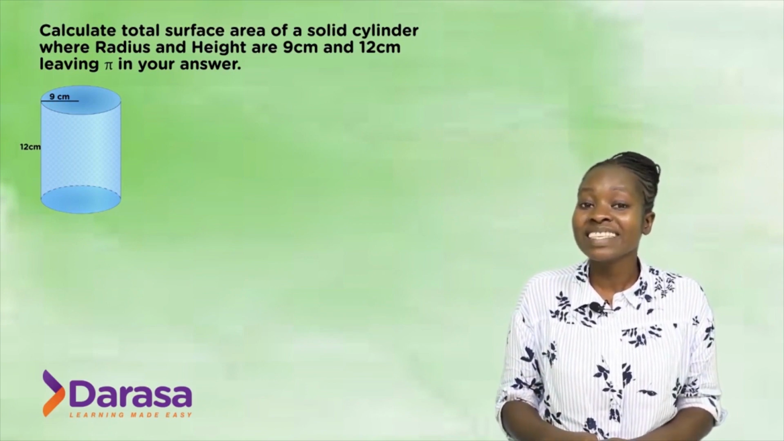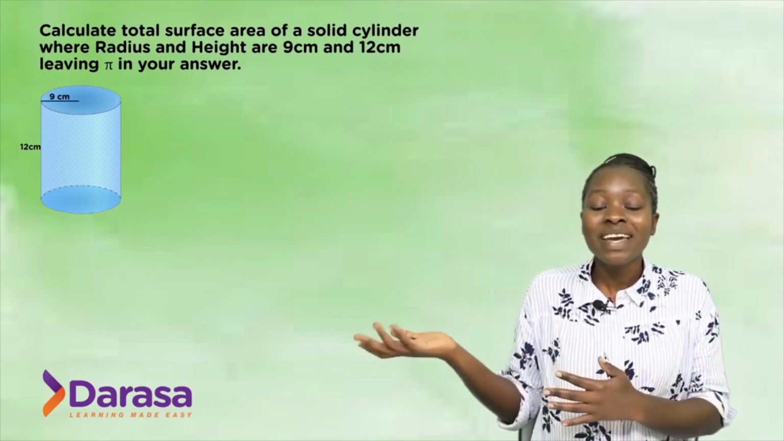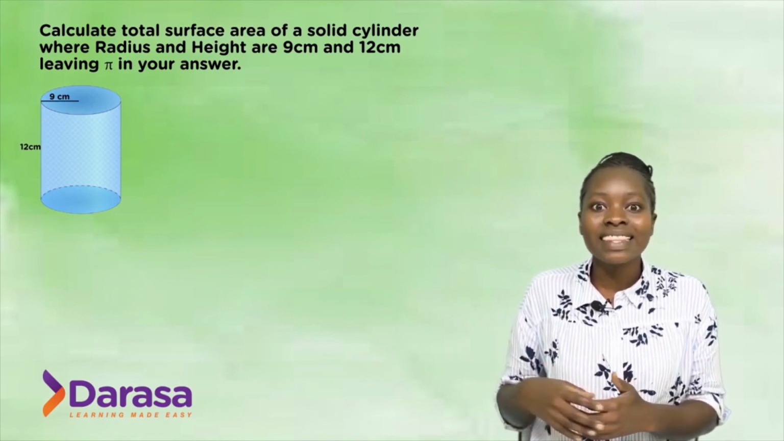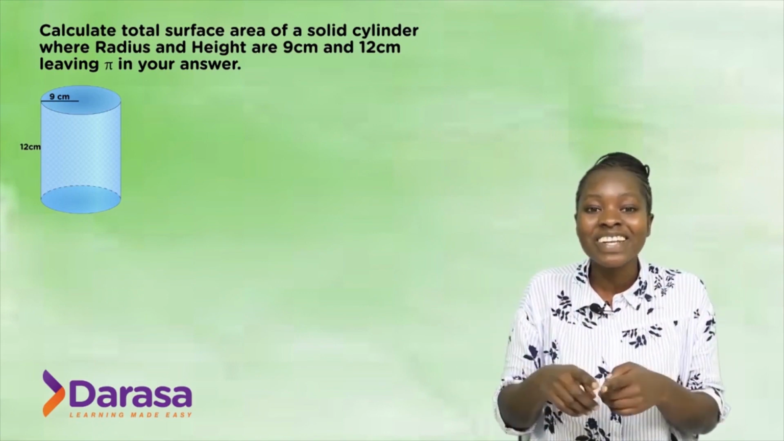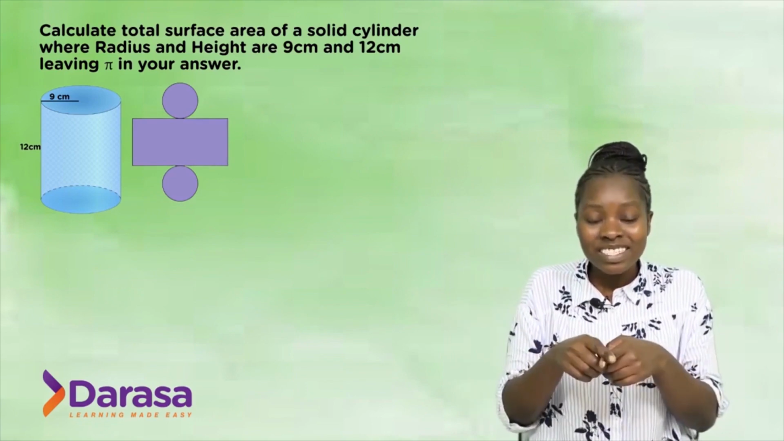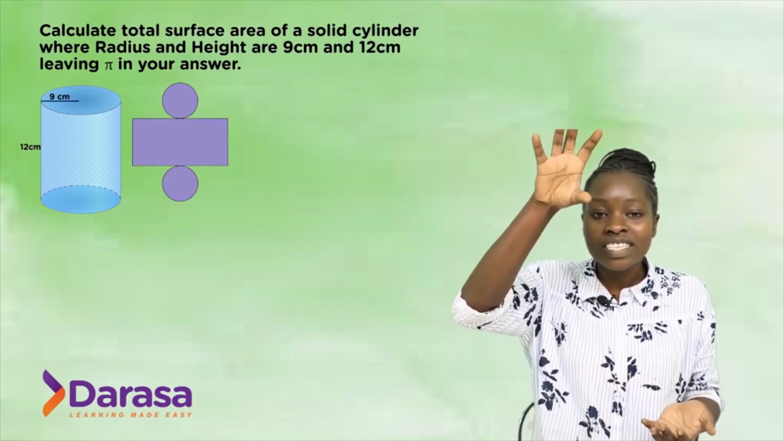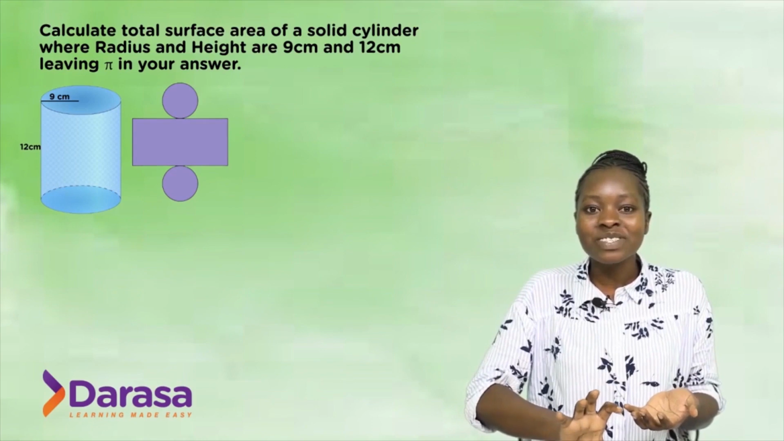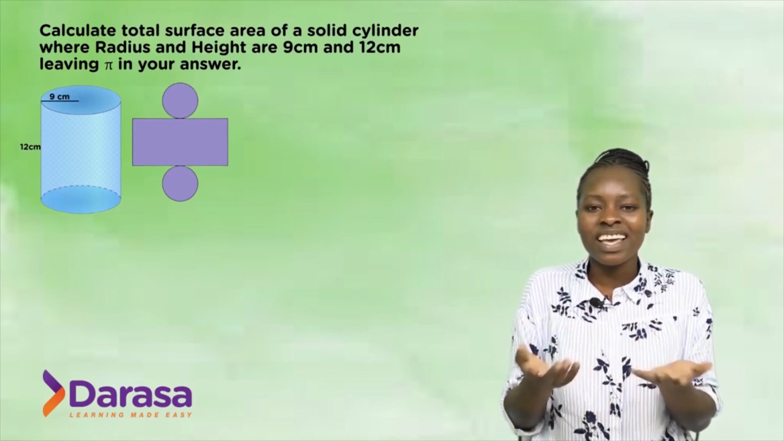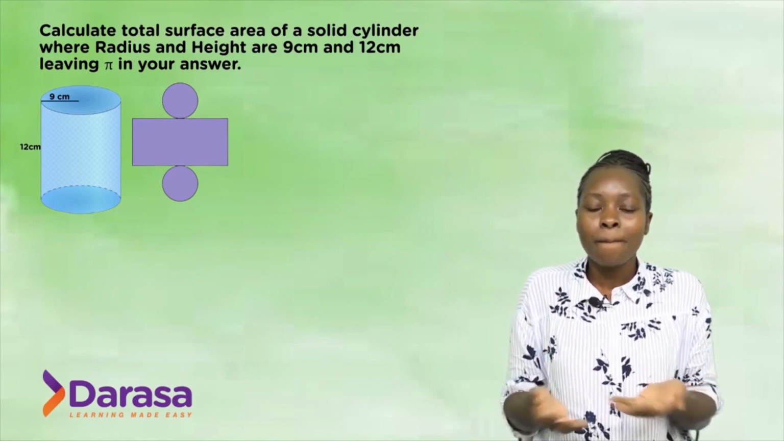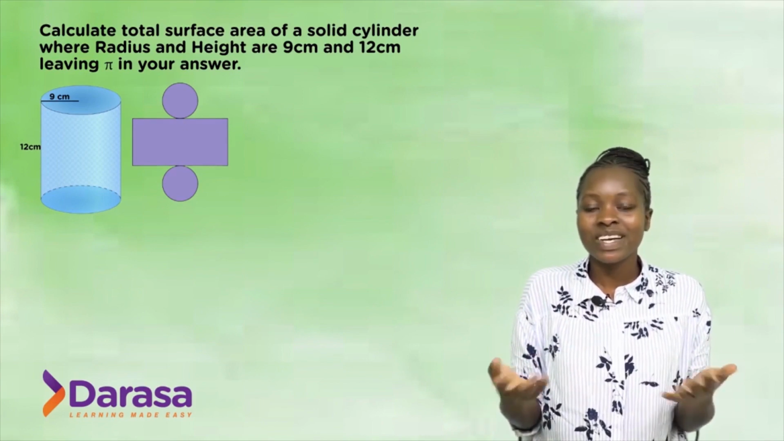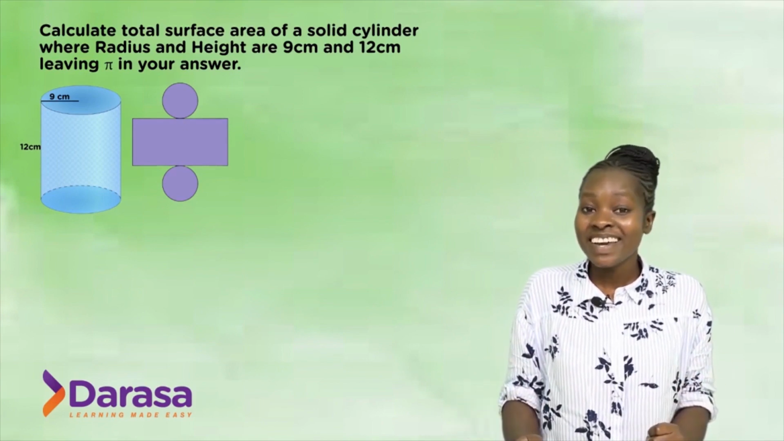So how do we find the surface area? When we open our cylinder, we are going to have 2 circles, and then we are going to have a rectangle. So we are going to find the area of the bottom circle, and then we find the area of the rectangle. And these circles are similar, so we can find the area of one circle and then multiply it by 2 and then add it to the area of our rectangle.